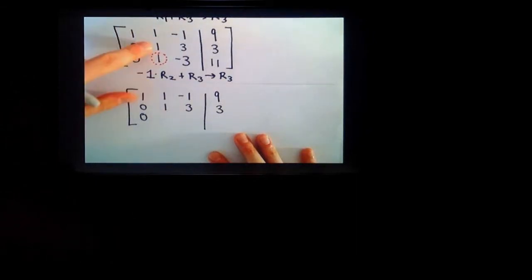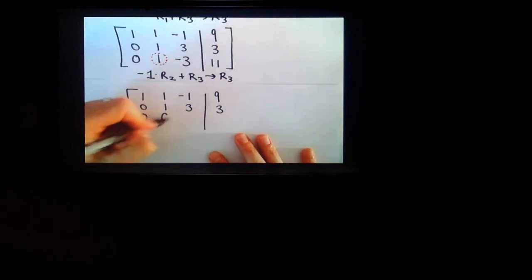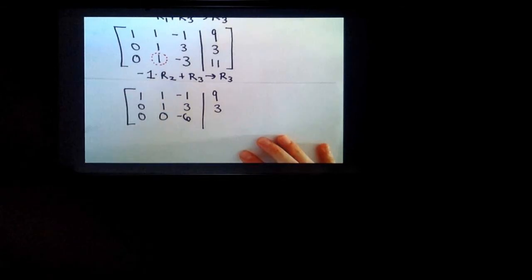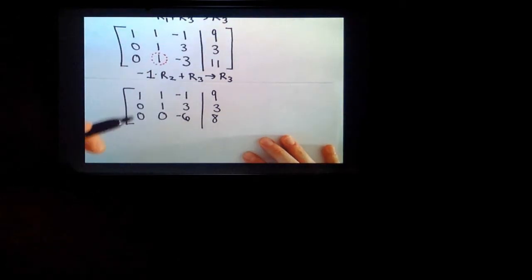So negative 1 times 0 plus 0, that's just 0. Negative 1 times 1 will be negative 1. We add negative 1 to positive 1, we'll get 0, which is exactly what we wanted. Negative 1 times 3 is negative 3. Negative 3 plus negative 3 will give us negative 6. Negative 1 times 3 again will be, well, negative 3. Negative 3 plus 11 will be positive 8. And now we've got our third row.